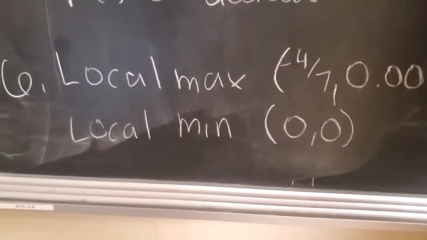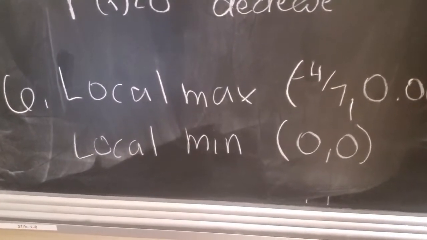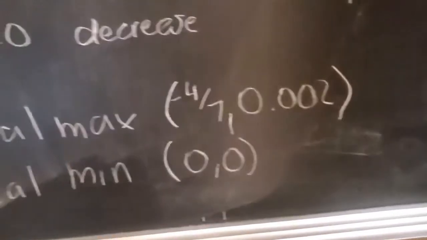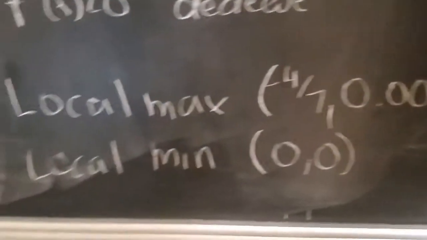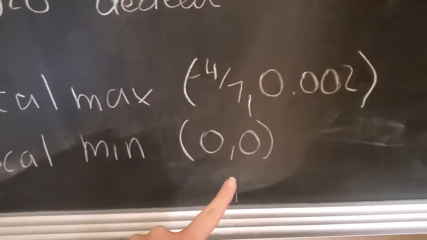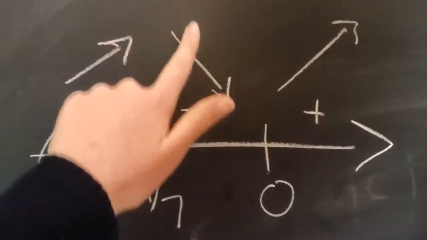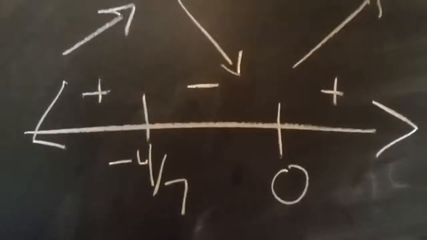And using that little line that we drew, you can find the local max and the local min. The local max is at the negative 4 divided by 7. I plugged it into the first derivative and got 0.002. And then the local min was at 0, 0. And again, you can look at that line. This was the local max. This was the local min.